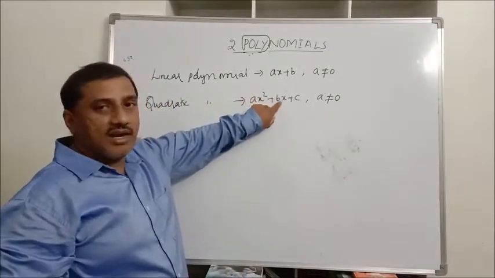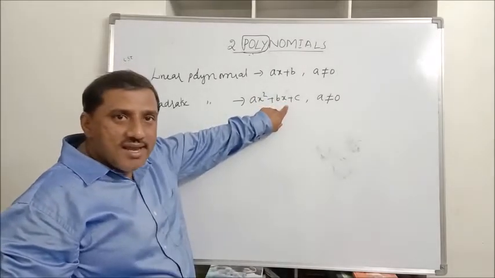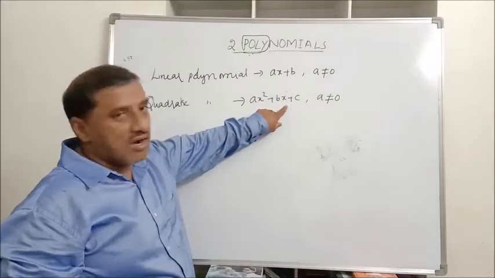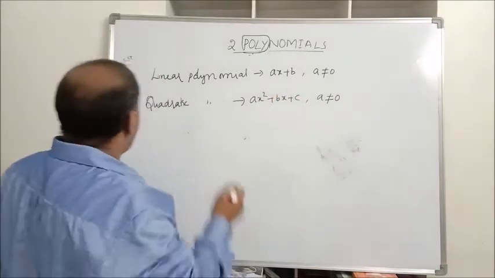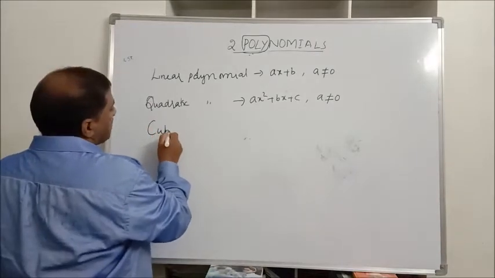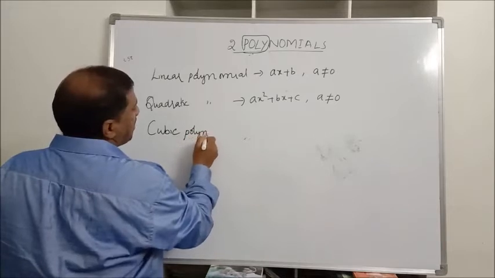Then it will finally become bx plus c, whose degree is 1. So it will become a linear polynomial, not a quadratic polynomial, if a is equal to 0. Then, cubic polynomial. What is a cubic polynomial? We have studied its general form or standard form.